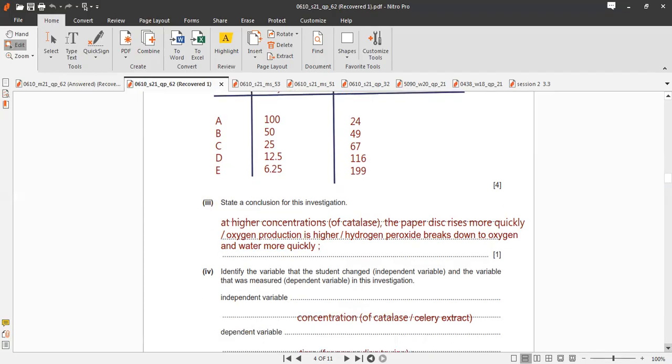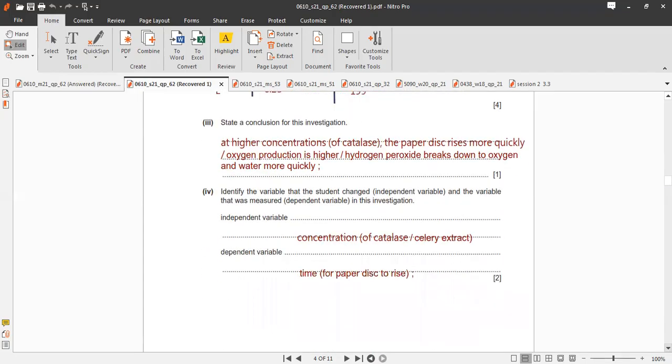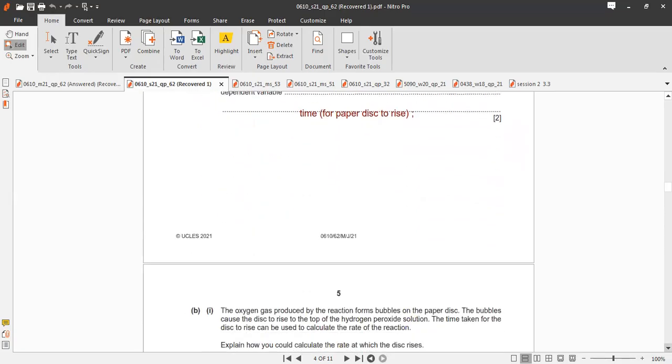Identify the variable that the student changed, independent variable, and the variable that was measured, dependent variable, in this investigation. Independent variable, the variable that the student changed, concentration of catalase or celery extract. Dependent variable, the variable that was measured, we measure the time for the paper disc to rise.